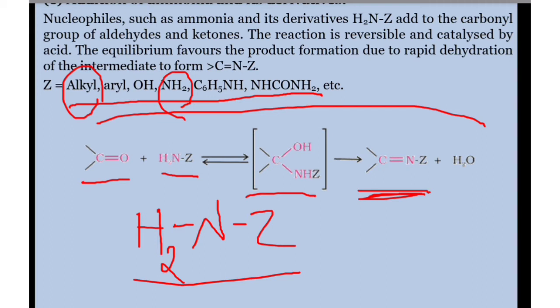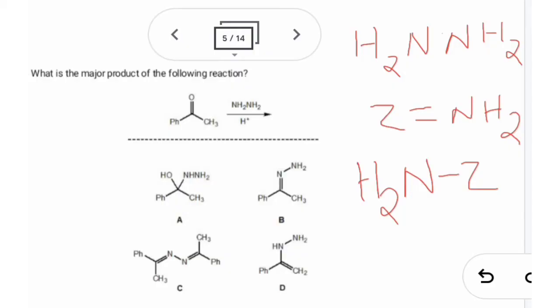So if I decide to put NH2 where there's Z here, it means that I'm going to have hydrazine, and that is what we have in the question. Our Z in the question is NH2. We're ready now to tackle this question, and we know that this question is derived from the reactions of ketones and aldehydes. This particular reaction is nothing but the addition of ammonia and its derivatives.